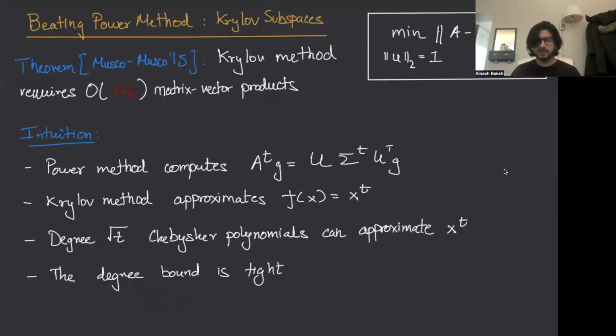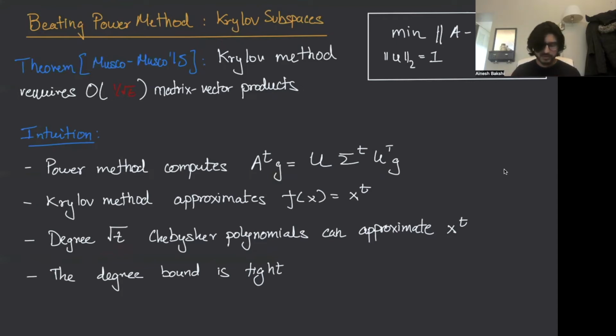So at a very high level, what is going on here is that the power method is computing A^t times G, where the matrix A^t simply powers up the singular values in Sigma. So it applies the function x^t to each of the singular values. The Krylov method analysis says we can actually approximate x^t using Chebyshev polynomials, where the degree of the polynomial is now only square root of t instead of t, and this provides a square root speedup in the total number of iterations required.